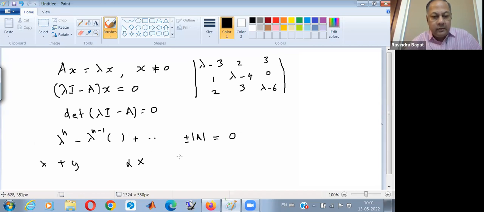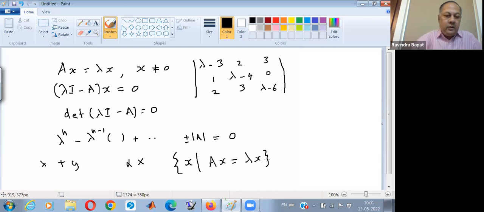And so it's almost a vector space, except that 0 is not there. So if we just add 0 also, that means if you define this space X such that Ax is equal to lambda x, including 0. 0 is not an eigenvector, but I'm including it in this space, then it becomes a vector space. And that is called the eigenspace associated with the eigenvalue lambda.